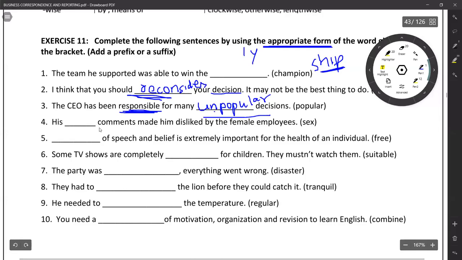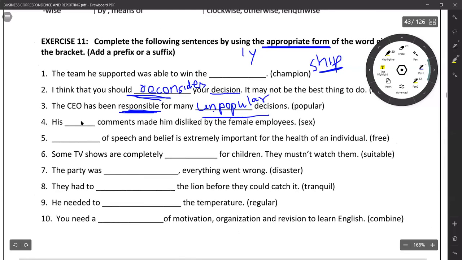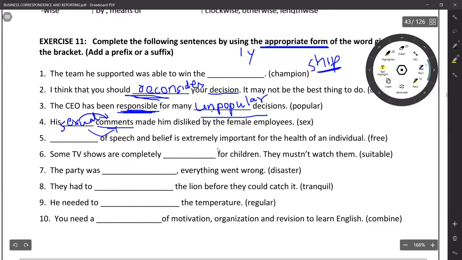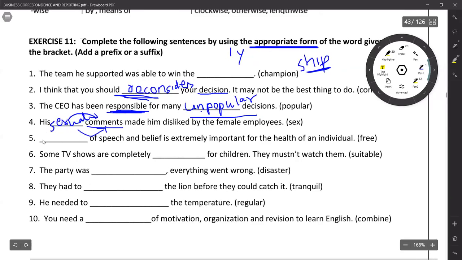His dash comments made him disliked. What comments? Tell me the adjective. Tell me a describing word. Correct. His sexual comments. Now I'm converting it into an adjective. What comments? Sexual comments. Anything which describes a noun becomes an adjective. Dash of speech. Yes, very easy. What of speech? Freedom of speech.